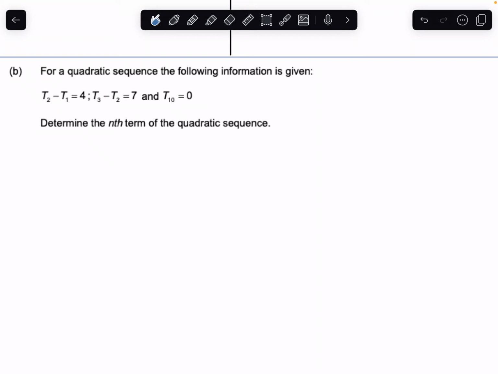Okay. For a quadratic sequence, the following information is given. The difference between the second term and the first term is 4. The difference between the third term and the second term is 7. And the 10th term is 0. Okay, then you're asked to determine the nth term of this quadratic sequence.